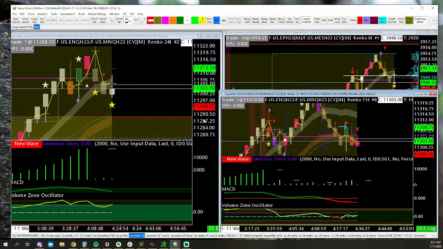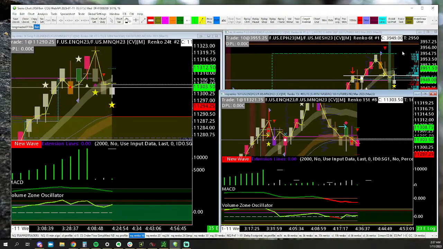But the fact that they couldn't get volume, well, they haven't finished yet, but if they can't get volume below the VPOC on ES, they're probably going to go higher, at least for a little while. So I'm not gonna be super aggressive if those don't match.